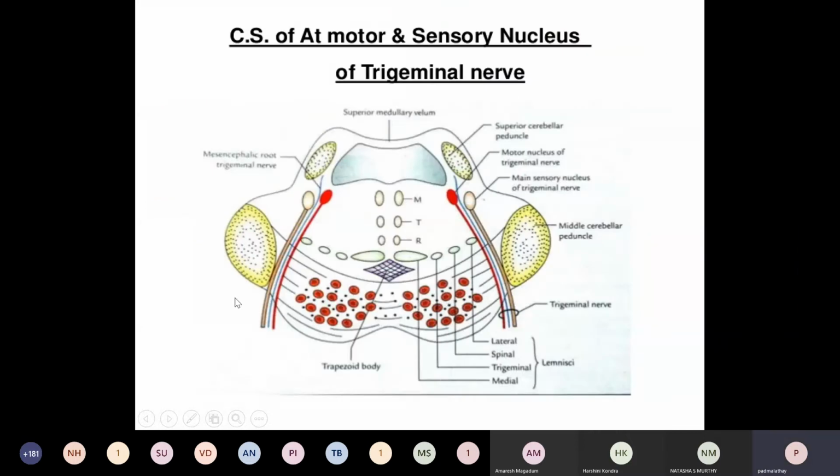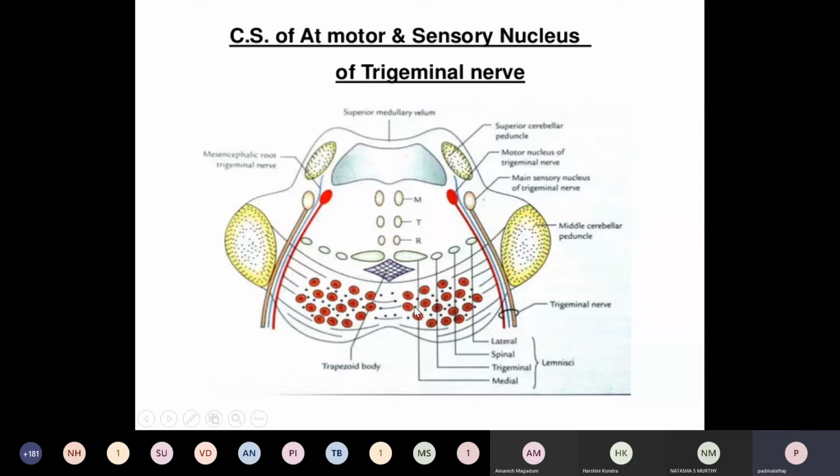Now to summarize the section at the motor and sensory nucleus of the trigeminal nerve. These are the two nuclei, the motor and sensory nuclei, in the tegmental part. The rest of it remains the same. There are the same white fibers, that is a series of lemnisci, and there is also the trapezoid body. The basilar part also remains the same.